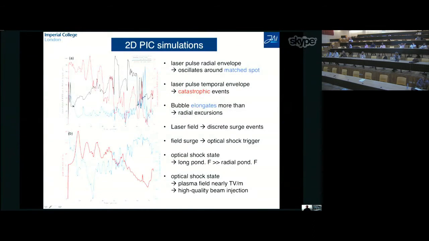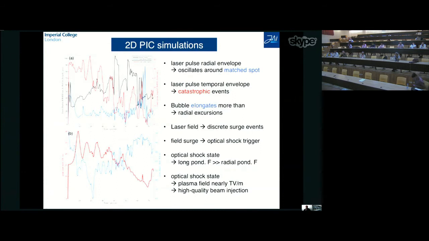In addition to that, the black curve here shows you the length of the bubble. So you can see that the bubble length is much bigger than the radial size of the laser pulse, or radial size of the bubble. So this is an asymmetric or elongated bubble. And corresponding to that, the plasma field has these dips corresponding to these catastrophic events. So when there is a catastrophic drop in the laser pulse length, the plasma field actually rises. That can be explained by looking at the disbalance between the longitudinal Ponderomotive force and the radial Ponderomotive force. And we'll show you shortly that each of these catastrophic events is an optical shock state. So the laser pulse is entering what is called an optical shock.